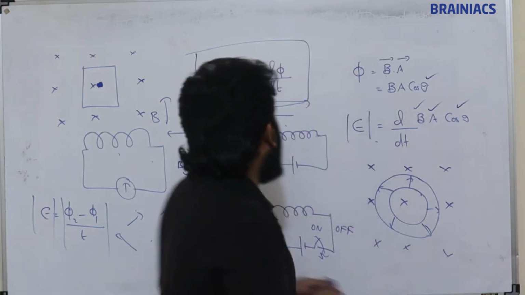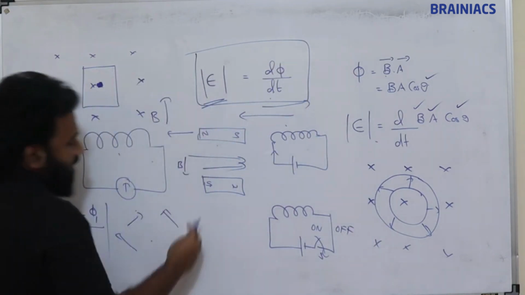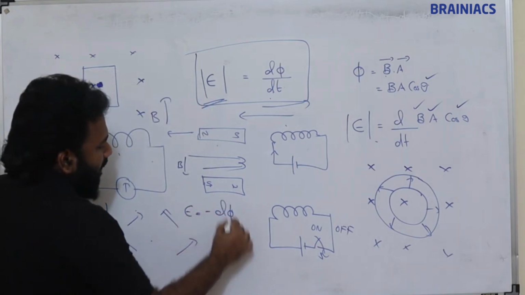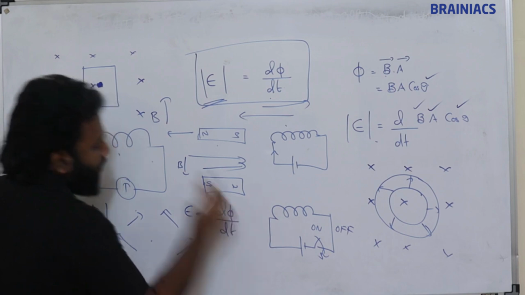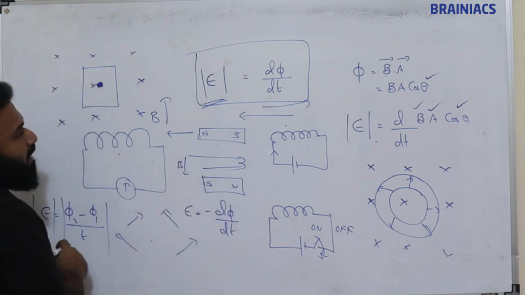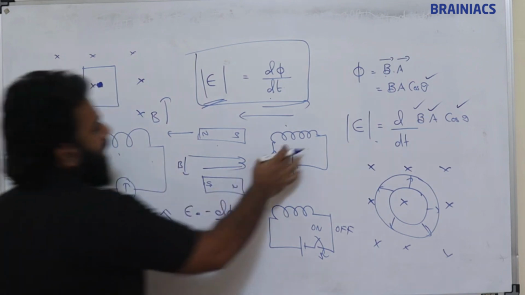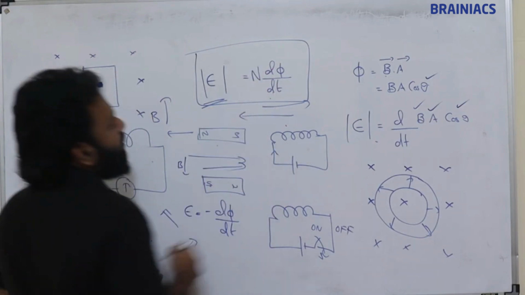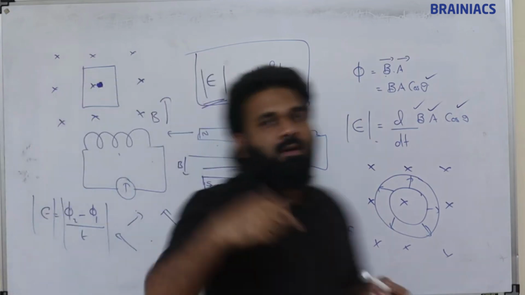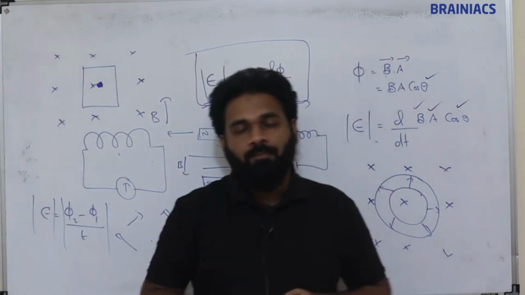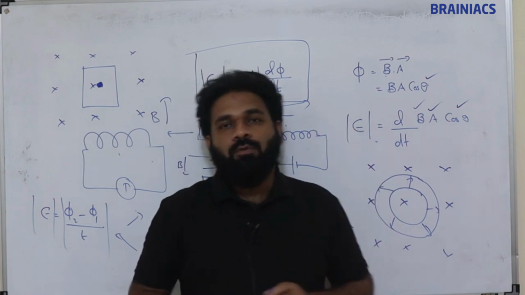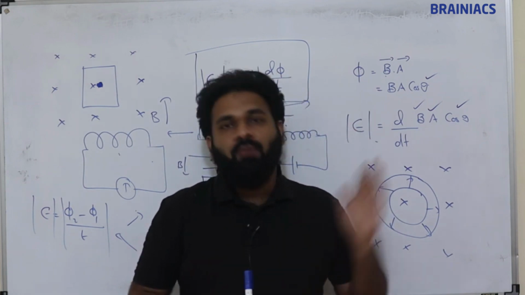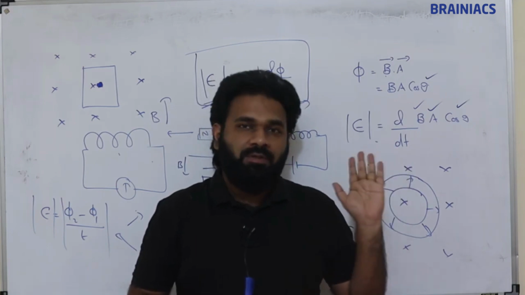Actually, without mod, it is exactly like this: E is equal to minus d phi by dt. If there are n number of turns in the coil, we can write n also. This is the concept we studied in the last session. Now we will do problems on this today.